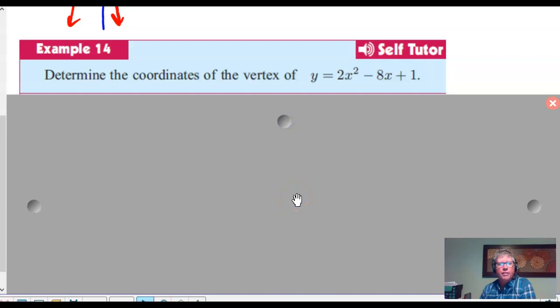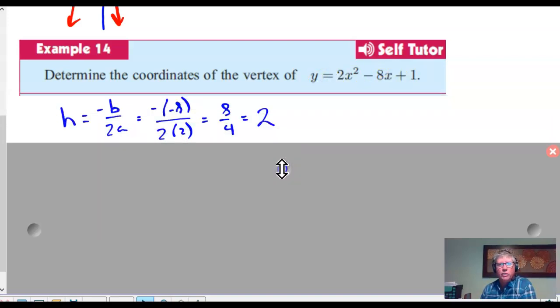Determine the coordinates of the vertex. All right, once again, calm yourself down. Understand what form this is. This is not vertex form. I wish it was. We could complete the square and do all that, or we could use x equals -b over 2a. I put h because sometimes people associate the x coordinate of the vertex as the h.